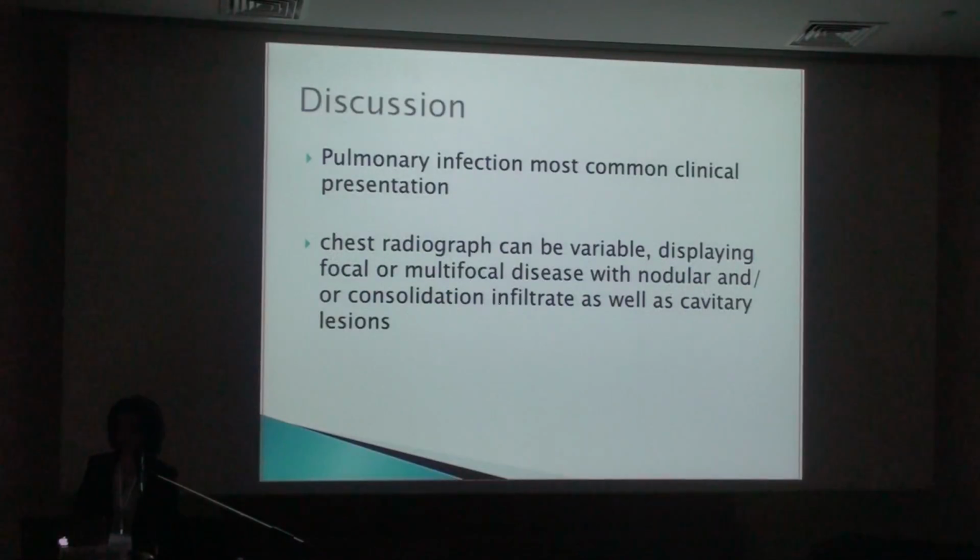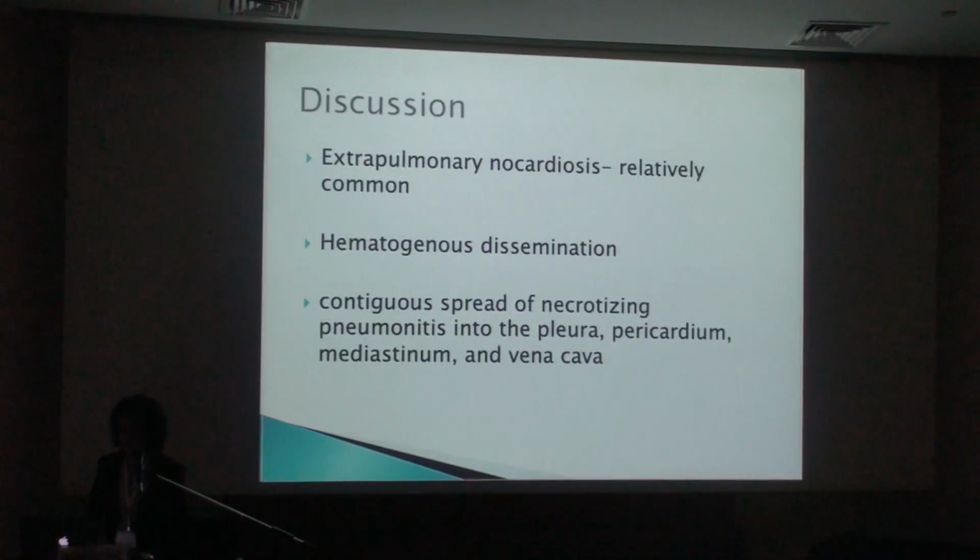The chest radiograph can be very variable, from focal to multifocal disease, nodular to consolidation infiltrates, and also cavitary lesions. Extrapulmonary involvement is relatively common. It could be either by hematogenous spread or contiguous spread of necrotizing pneumonitis into the near structures.